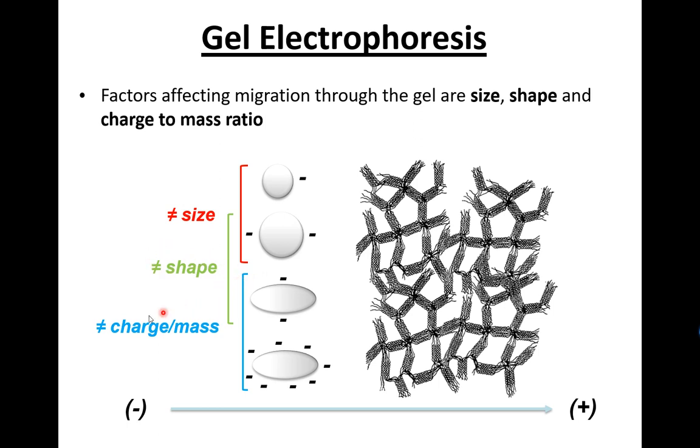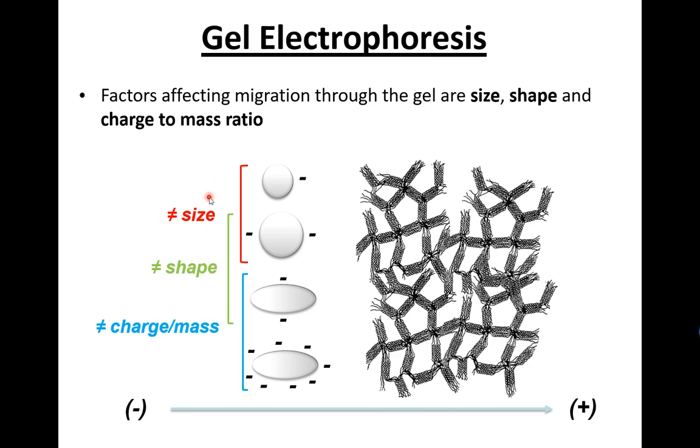And obviously, the amount of charge that you have per unit of mass. So if 2 molecules, like this one, have exactly the same shape and same size, but this one has more negative charge, and here you have a positive pole, obviously, this one will be attracted to the positive pole much faster than the other. And that's what we mean by the ratio between charge to mass. In this case, the mass is the same, but this one has much more charge. So the charge to mass ratio is in favor of this one, getting it to move faster. So these are the 3 factors: size, shape, and charge to mass.